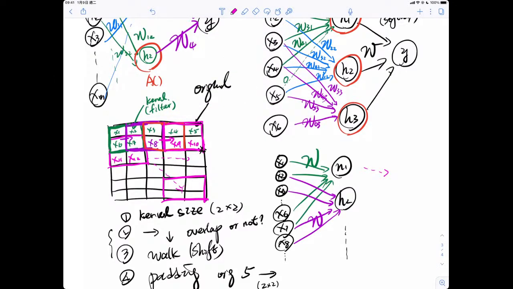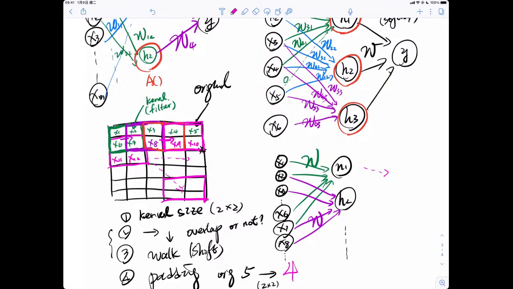How many results will be output if you walk from the left-hand side to the right-hand side? Actually 4. Because our kernel is 2 by 2, we cannot output 5 results, only 4, because the kernel is overlapping. Sometimes, for convenience, we would like the output size, which is 4, to equal the original size, which is 5.